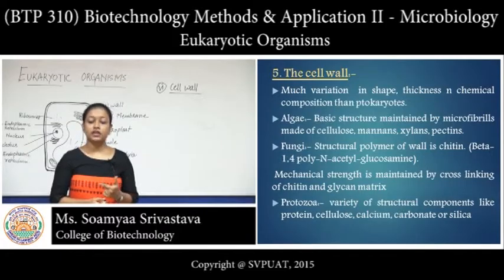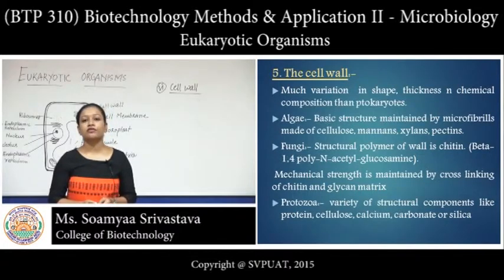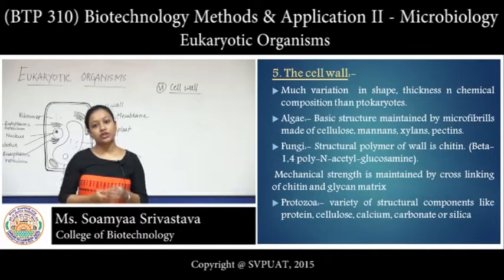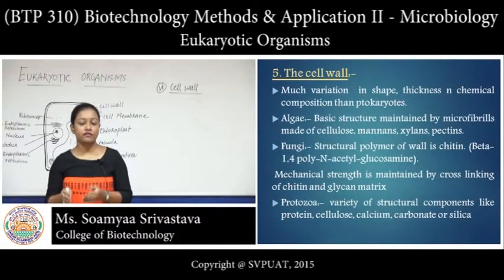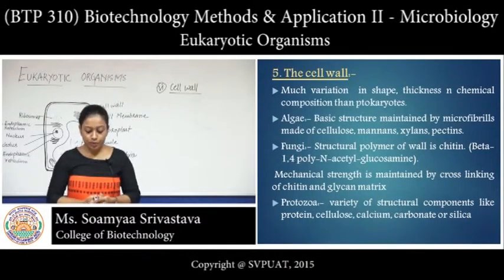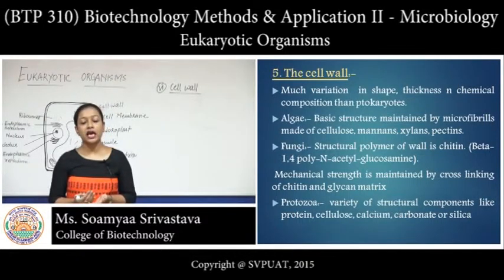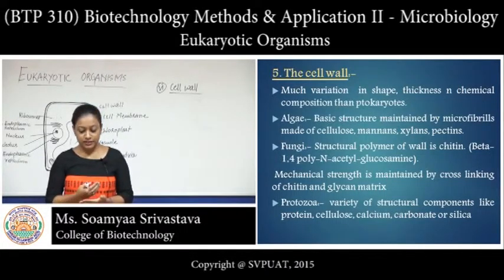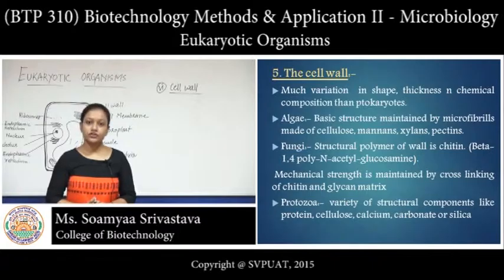If we discuss the cell wall structure of fungi, the structural polymer of the fungal cell wall is chitin, which is a beta 1,4 poly N-acetyl glucosamine. And when we discuss protozoa, protozoa have a variety of structural and chemical components like protein, cellulose, xylan, calcium carbonate and silica, which are present in the protozoal cell wall. That's all for today. Thank you.